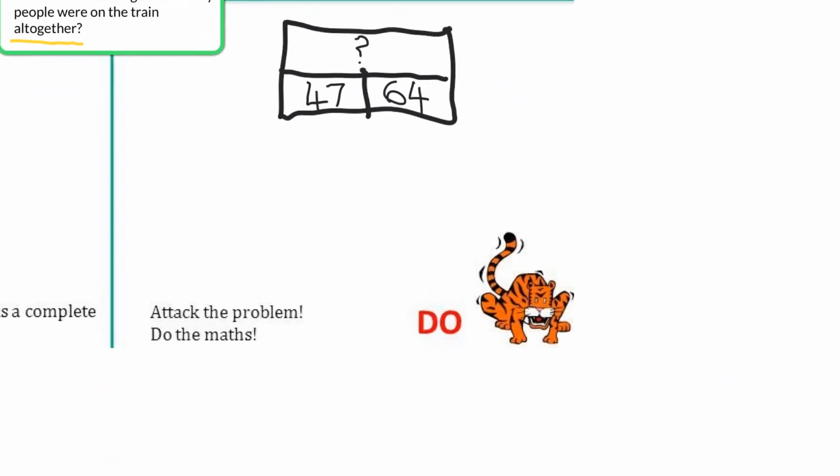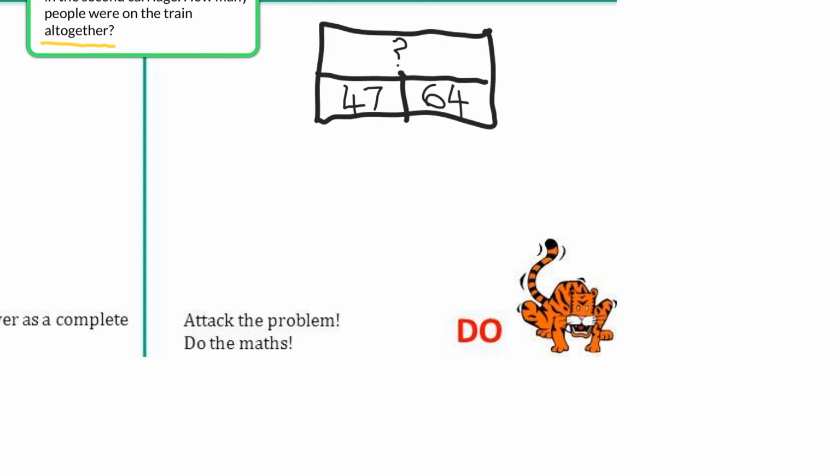So, underneath, let's start adding them. So I've got 47 plus 64. Now I'm going to add my 10s together first. So 40 plus 60. Well, I know my Rainbow 10 facts, and I know that 4 plus 6 is 10. So 40 plus 60 is not going to be 10, it's going to be 100.